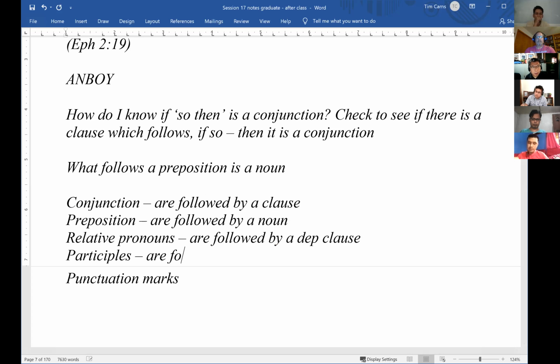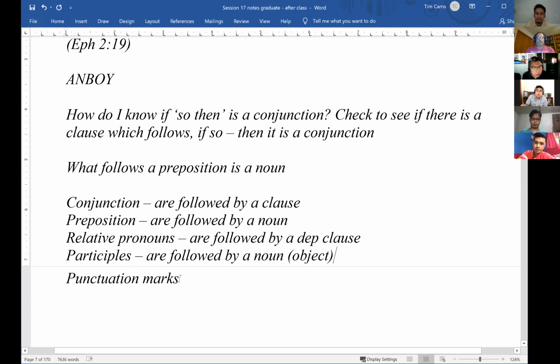Participles are followed by a noun. It's usually the object of the participle. That's a general pattern that you're going to see in English. All right. Now, punctuation marks, those can be followed by anything. So we're not going to deal with those.